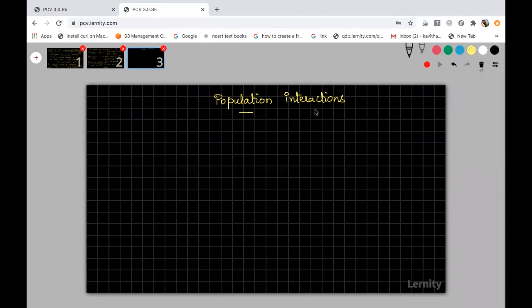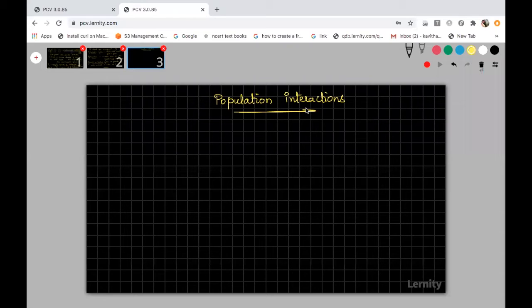The last topic under your population level. Under population level, can you recall what are the things you studied? First, you studied the different attributes related to population. Under that, we discussed birth rate, death rate, life expectancy, lifespan, population size, population growth, population density. Then we discussed age and sex structure, age distribution pyramid, all those things.